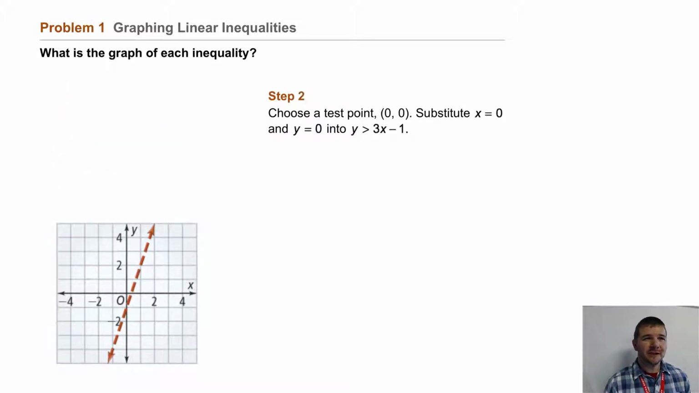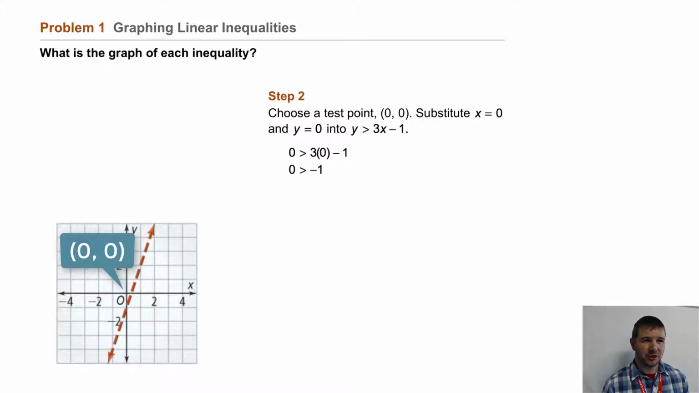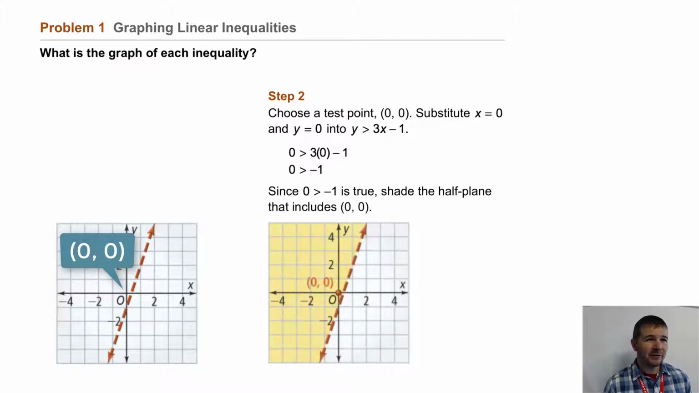Step 2, choose a test point because we need to figure out which half plane to shade. The test point (0, 0), as mentioned earlier, is usually a pretty easy one to work with. So we'll substitute x equals 0 and y equals 0 into our inequality. Remember, our inequality is y is greater than 3x minus 1. So is 0 greater than 3 times 0 minus 1? Simplifying, 0 is greater than negative 1. Sure enough, so since 0 is greater than negative 1 is true, we'll shade the half plane that includes our test point, (0, 0).